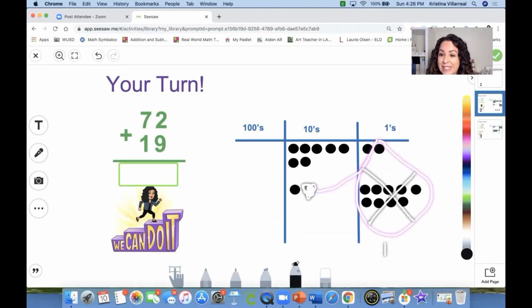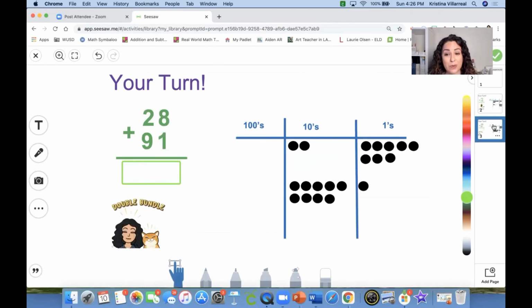Now let's look at my tens. Let's count them. 1, 2, 3, 4, 5, 6, 7, 8, 9. I have 9 tens left. So do I need to make a double bundle? There's no double bundle here, so I'm going to click my move tool and I'm going to type 91, and then I'm done. Now the next problem I want you to do all on your own, 28 plus 91.